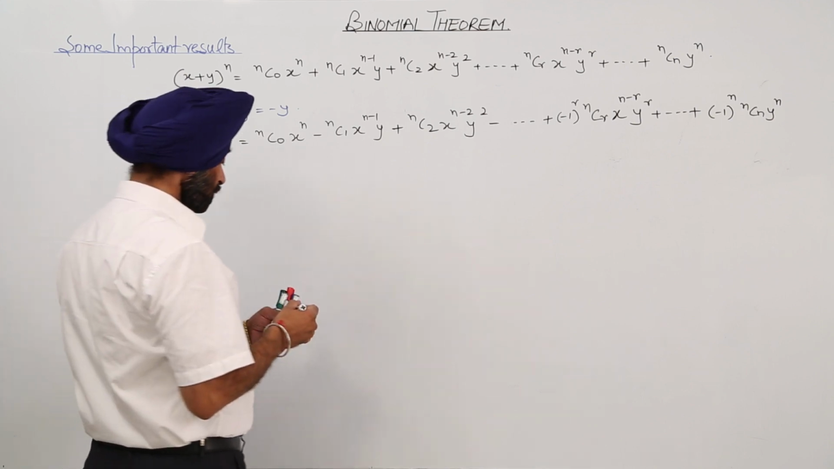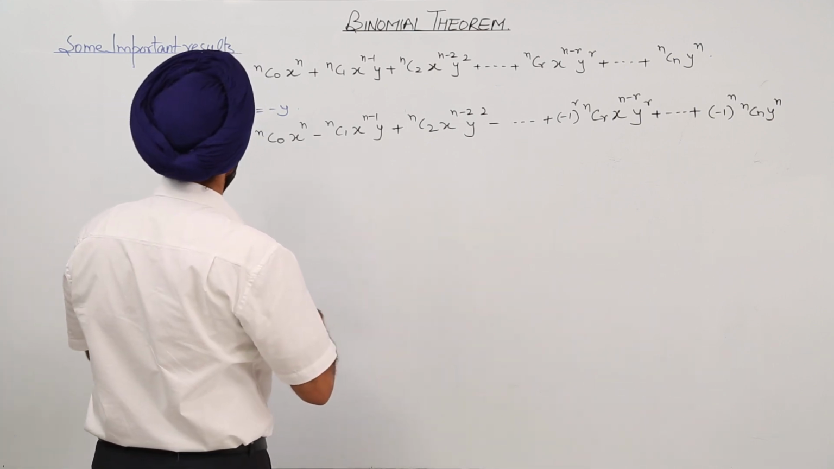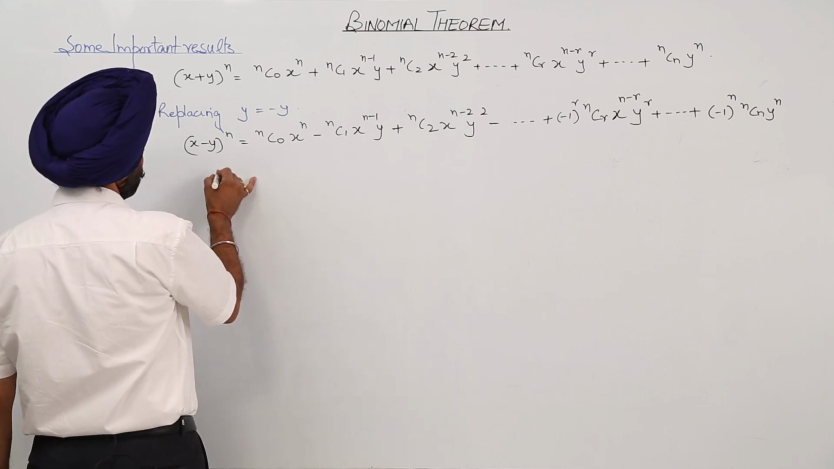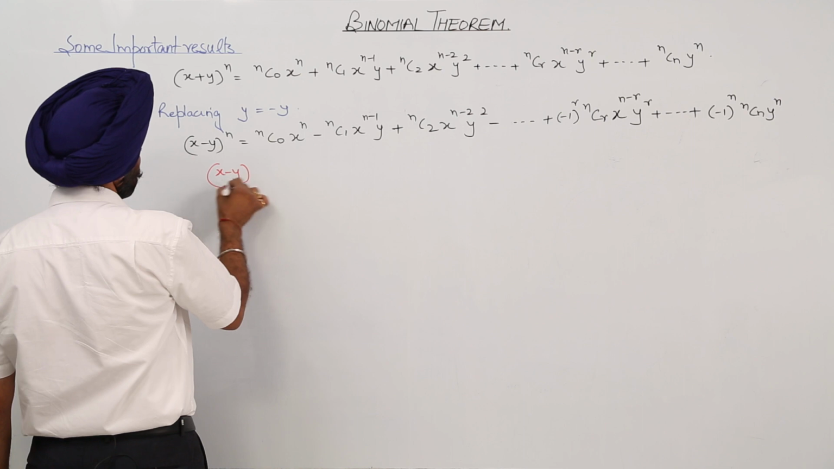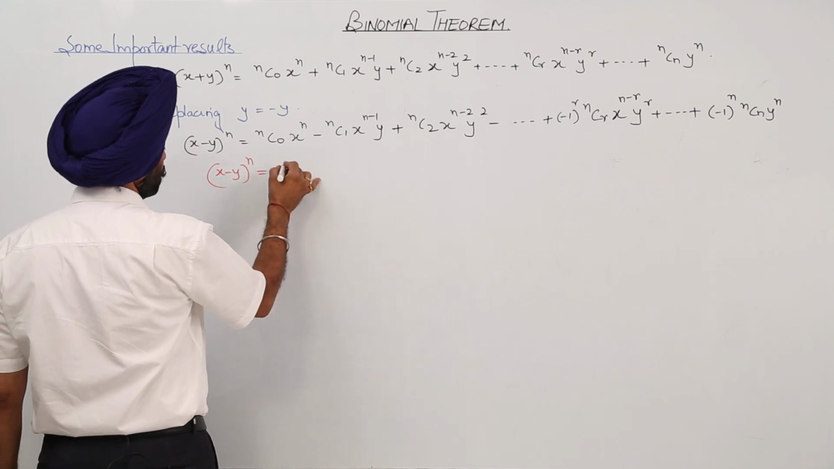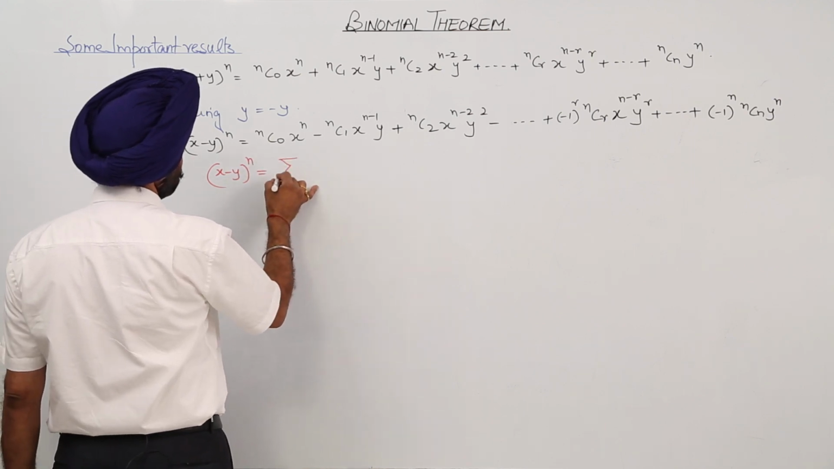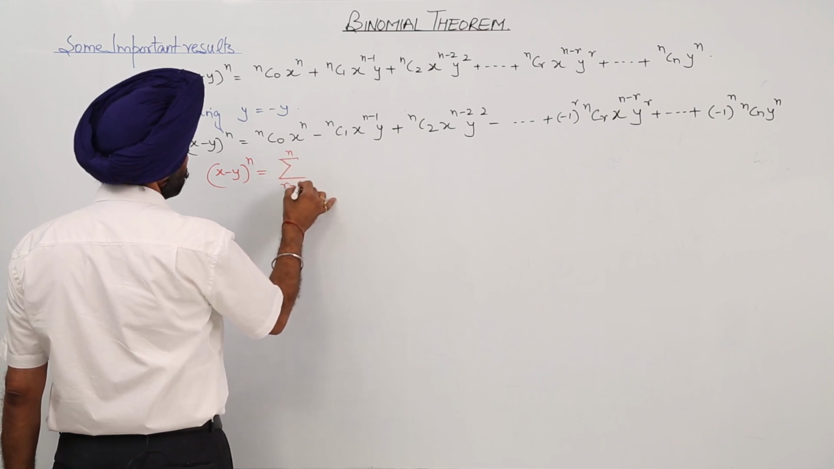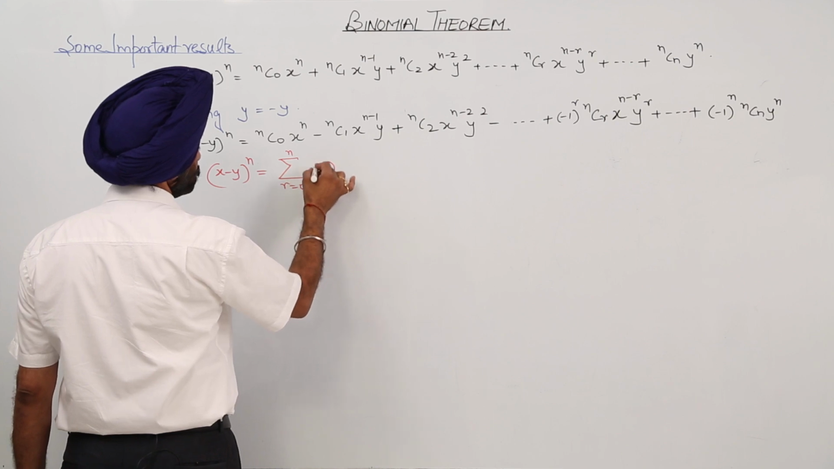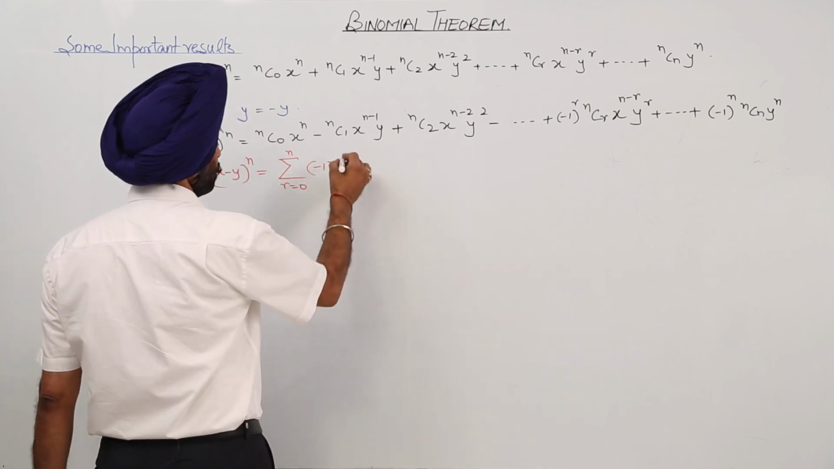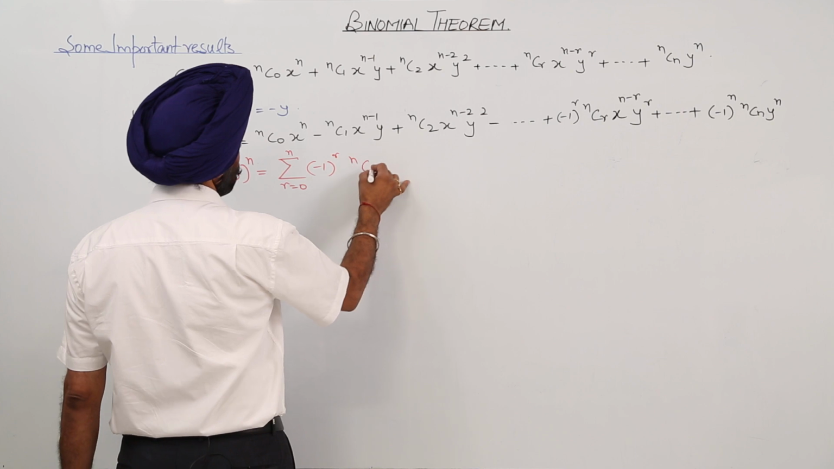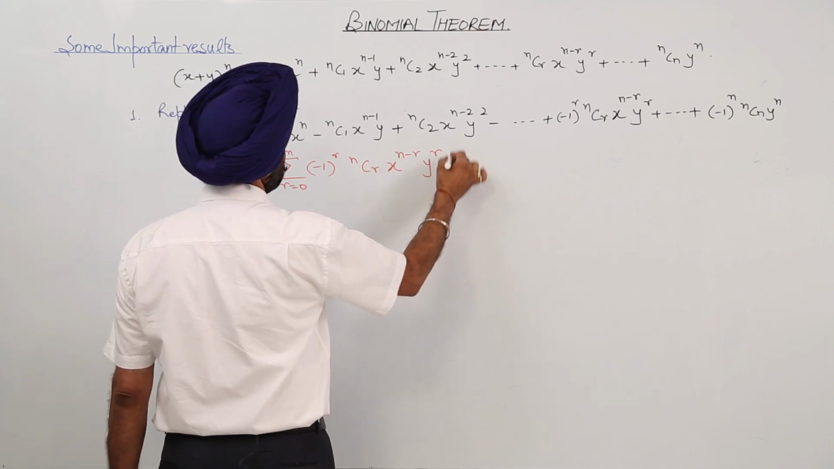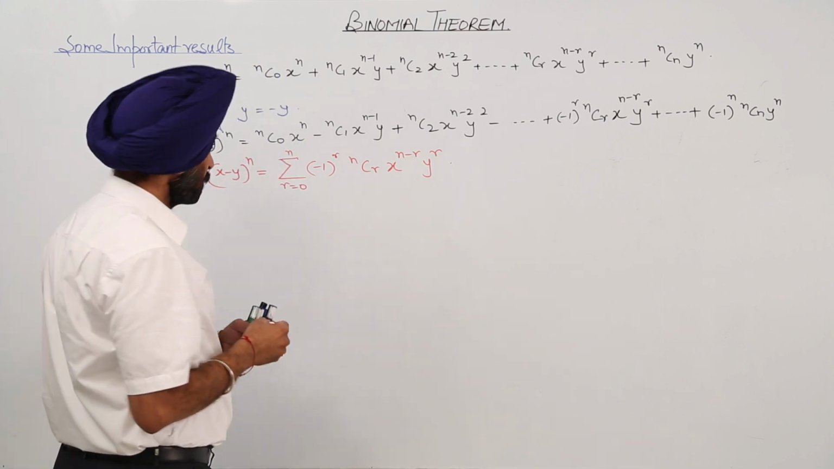Is it clear? Or we can write it in the short form, (x - y)^n is equal to summation of r from 0 to n, minus 1 raised to power r nCr x^(n-r) y^r, in the short form.